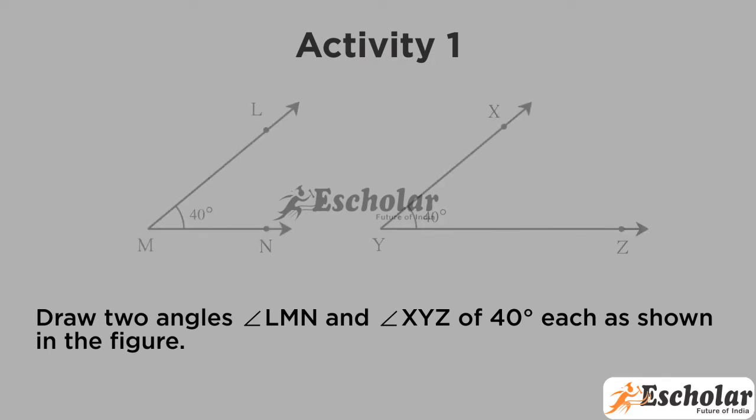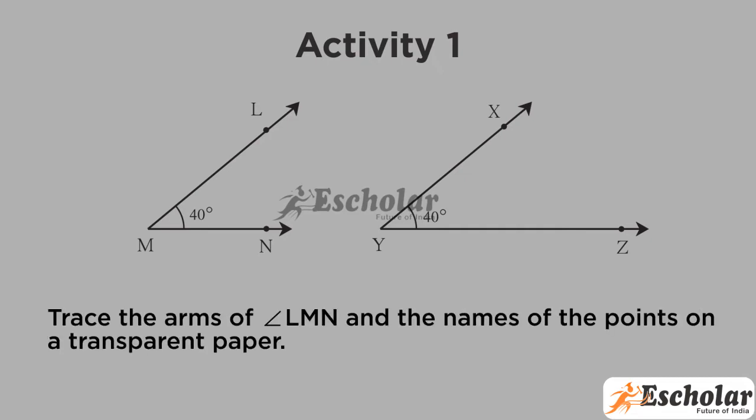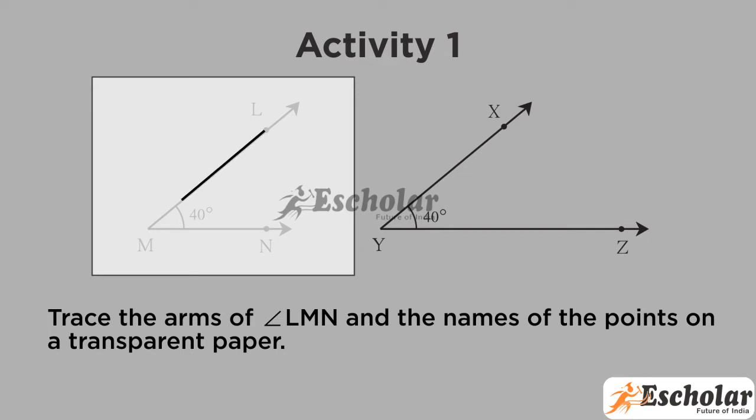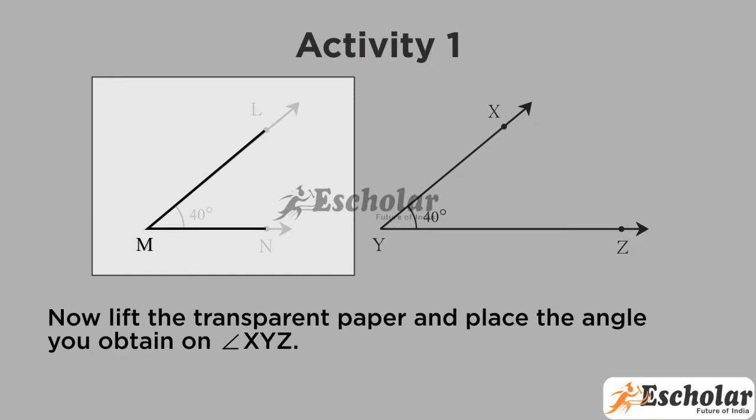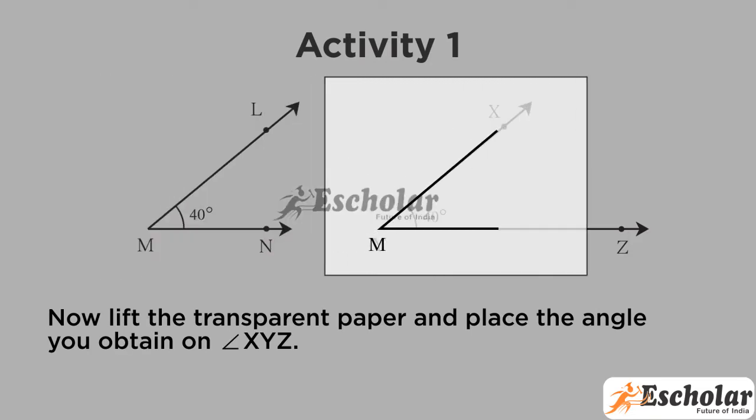Activity: draw two angles, angle LMN and angle XYZ, of 40 degrees each as shown in the figure. Trace the arms of angle LMN and the names of the points on a transparent paper. Now lift the transparent paper and place the angle you obtain on angle XYZ.